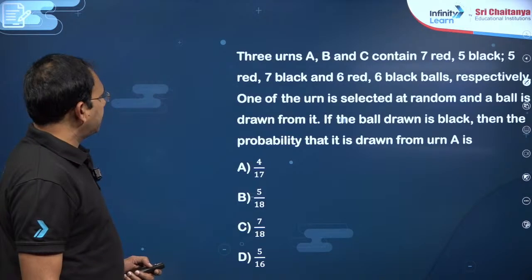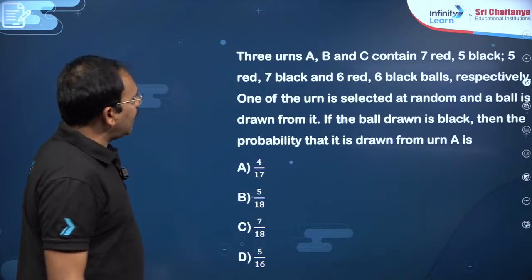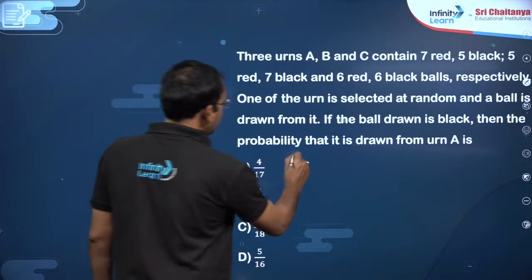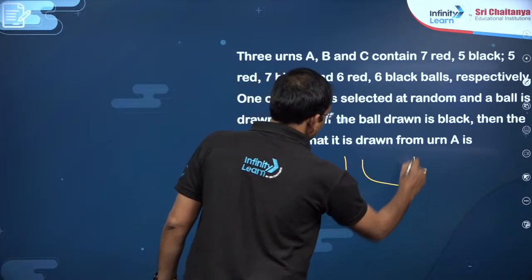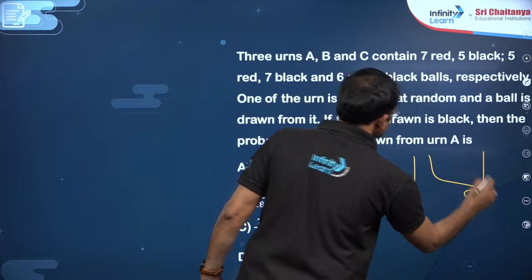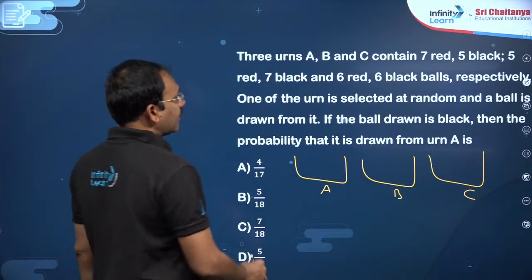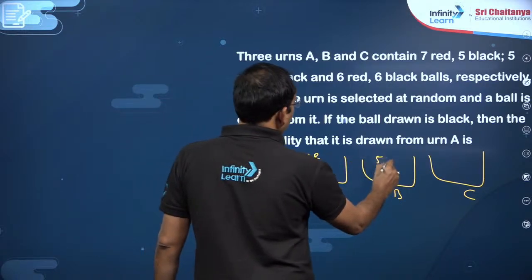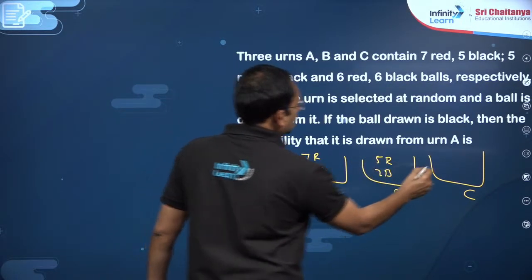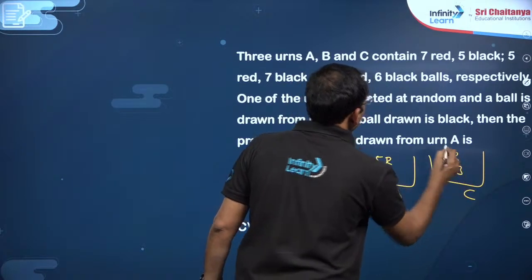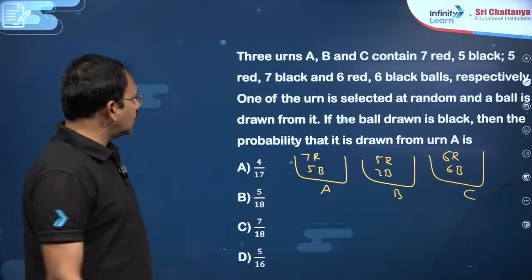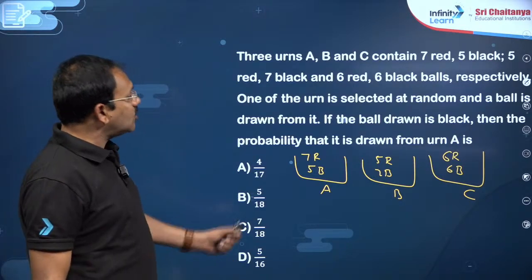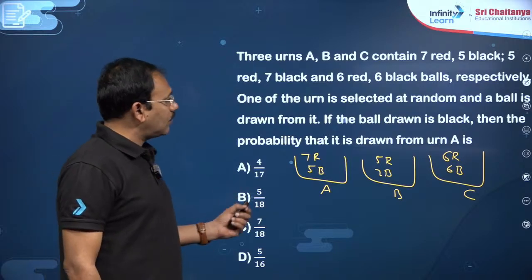You see this: 3 urns A, B, C contain 7 red, 5 black and 5 red, 7 black, 6 red, 6 black respectively. You see, urn A, urn B, urn C. One of the urns is selected at random and a ball is drawn from it. If the ball drawn is black, then the probability that it is drawn from urn A.